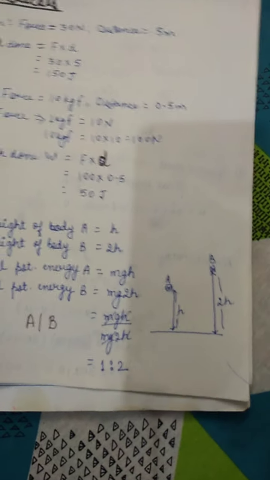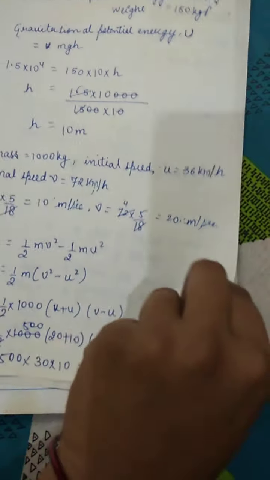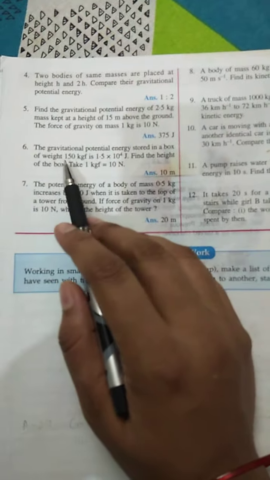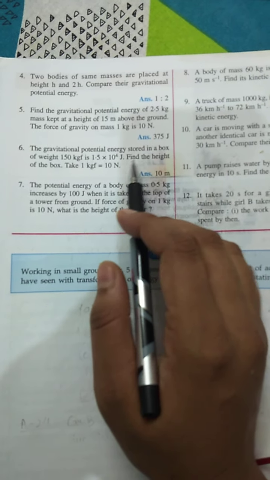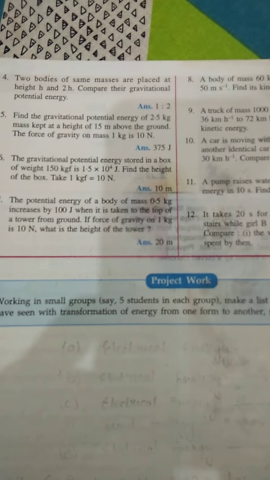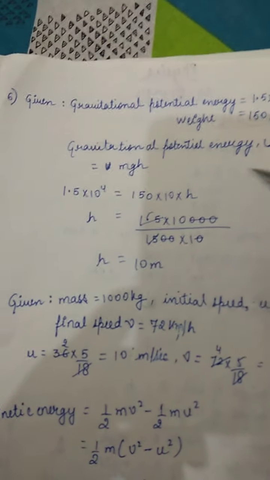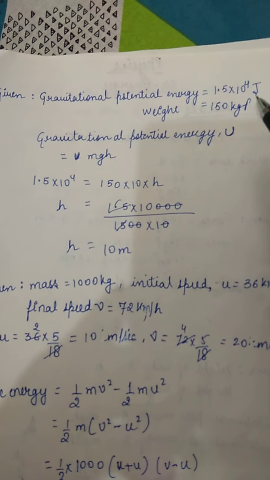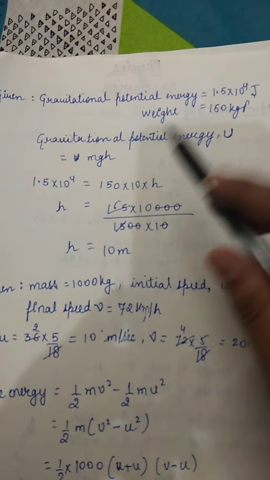Question number 6 says the gravitational potential energy stored in a box of weight 150 kgf is this much joules, and you have to find the height of the box. You have to take 1 kgf equal to 10 Newton. Again the question is very simple. Here gravitational potential energy, that is mgh, is given, and weight is given.